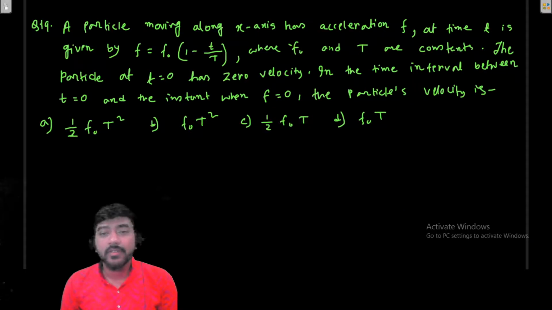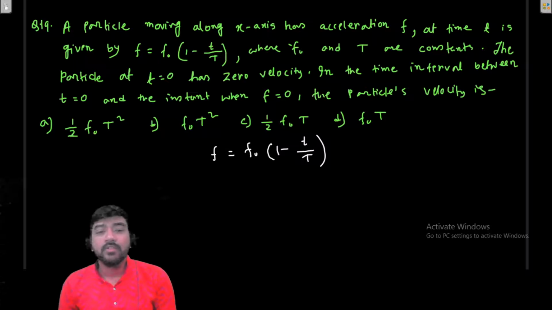A particle moving along x-axis has acceleration f at time t given by f is equal to f0 into 1 minus t by T. So here acceleration is given in terms of t. So f is equal to f0, which is constant obviously, into 1 minus small t by capital T, and capital T is also constant. So the only variable is small t.